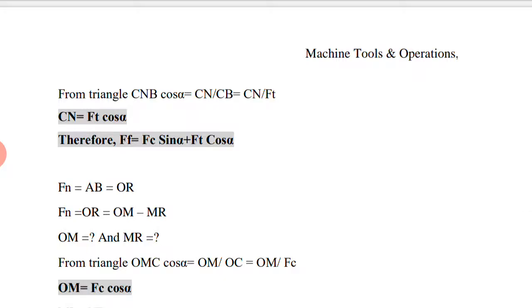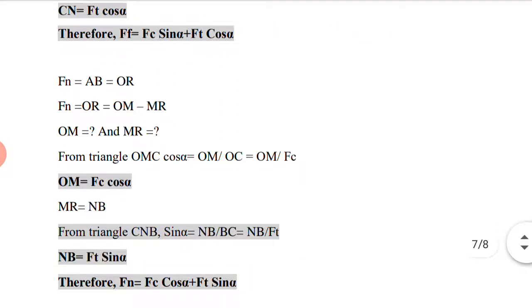Fn is equal to AB is equal to OR. Fn is equal to OR, which is the difference of OM minus MR. OM and MR are unknown. From triangle OMC, cos alpha is equal to OM by OC, which is OM by Fc. OM is equal to Fc into cos alpha. MR is equal to NB. From triangle CNB, sin alpha is equal to NB by BC, which is NB by Ft. NB is equal to Ft into sin alpha. Therefore, Fn is equal to Fc cos alpha plus Ft sin alpha.